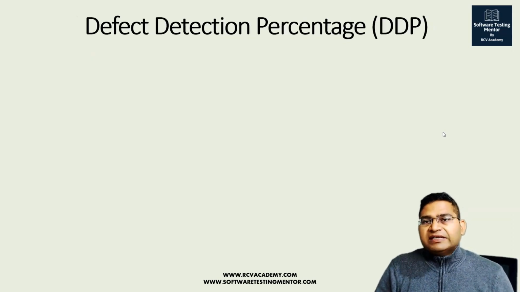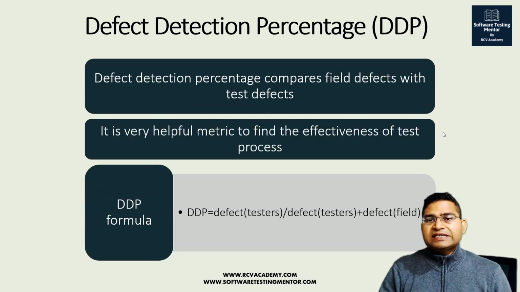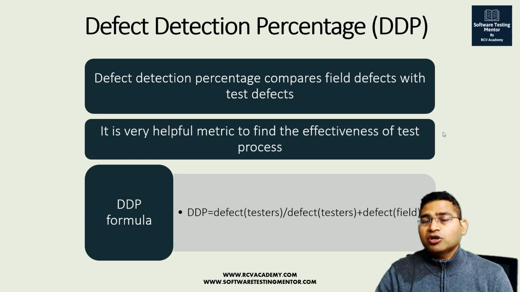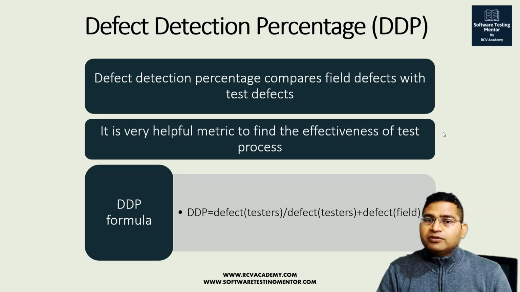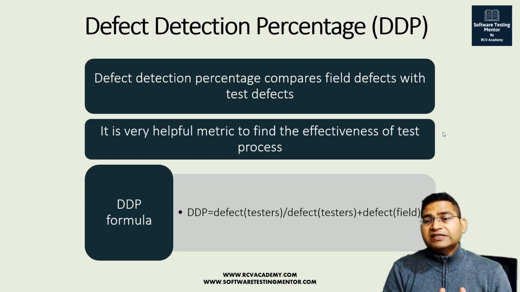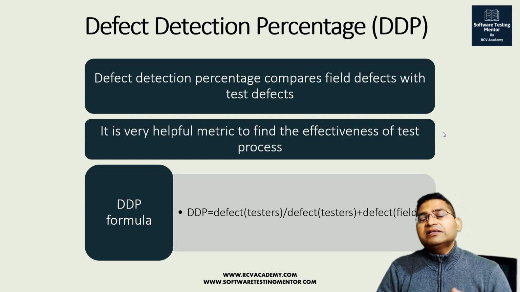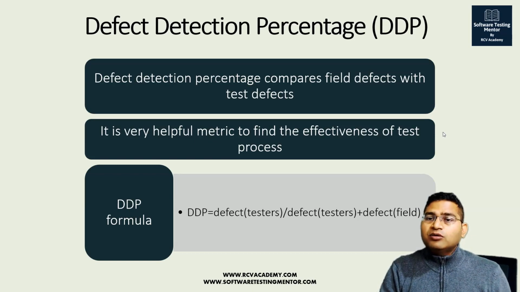Now, what is defect detection percentage? If you're working with defect management, obviously you need to understand the defect detection percentage, or DDP. Defect detection percentage compares field defects with test defects. Field defects are the defects that are found after the product has been released, or in production. It is a very helpful metric to find the effectiveness of the test process. Why? Because we look at how many defects were found after release and how many were found prior to release, during the testing phase.